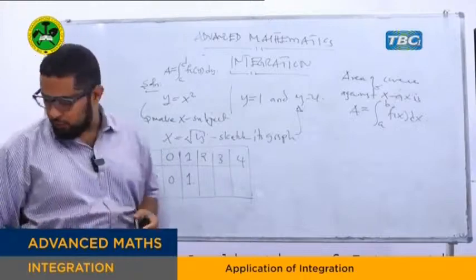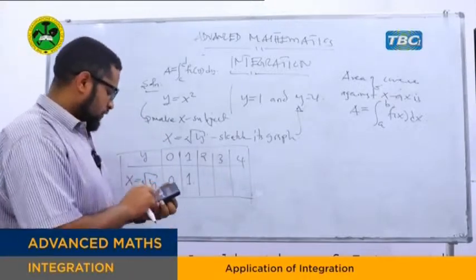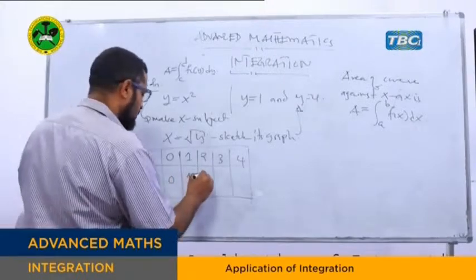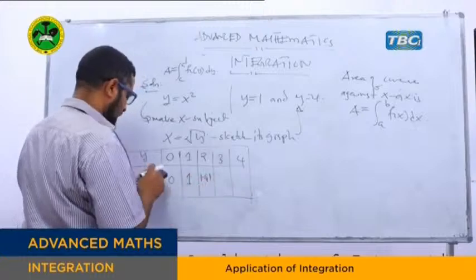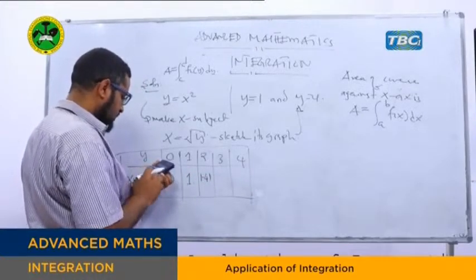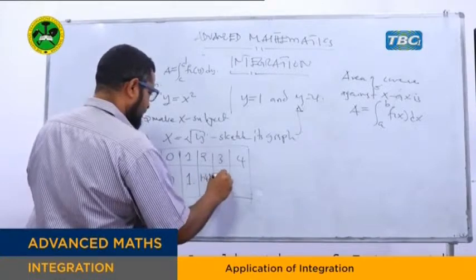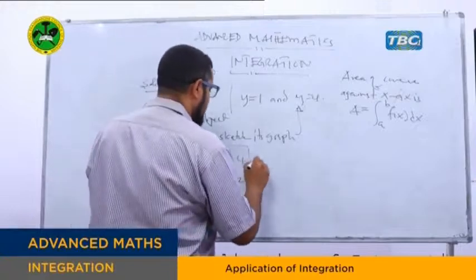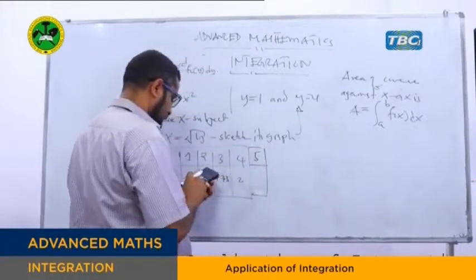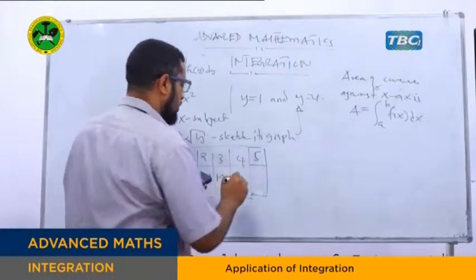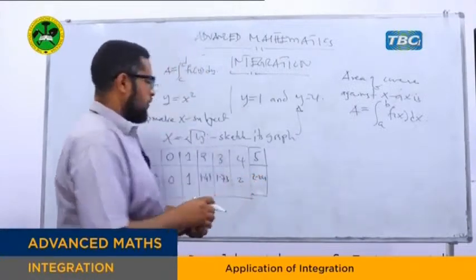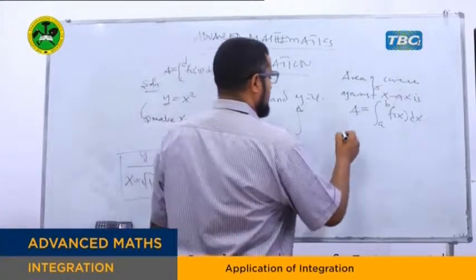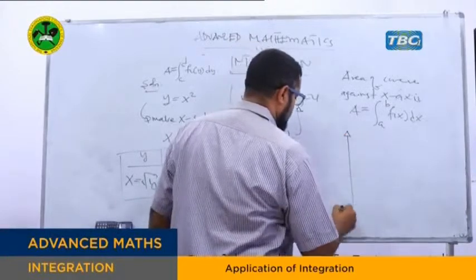The root of 2, you can use your calculator. Root of 2 is just 1.41. Again, root of 3 is just 1.73. Root of 4 is just 2. It's enough, or you can add the last one, let's say 5. If we find the root of 5, we are going to get 2.24. Thereafter, sketch the graph and see where the area is going to be.